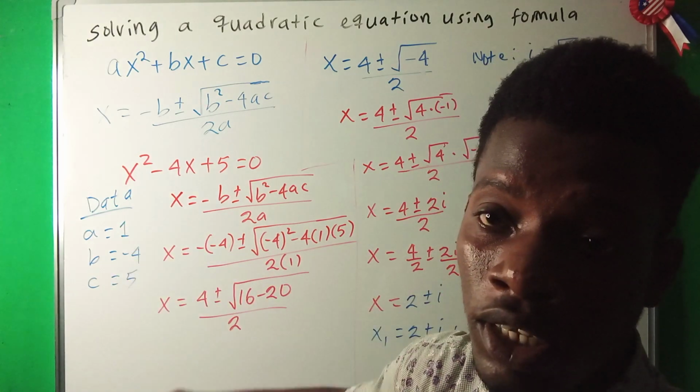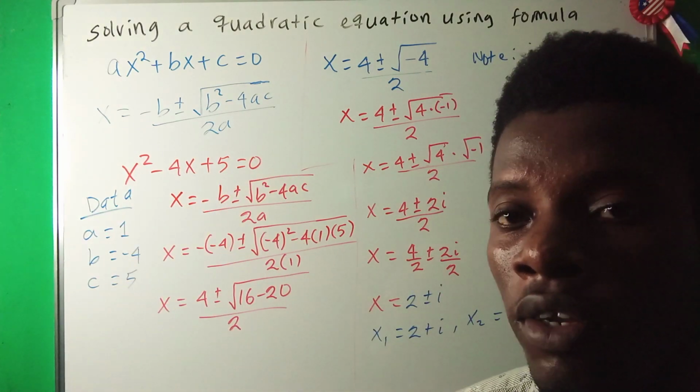So this is how we solve a quadratic equation using the formula. We collect a, b, and c, plug them into the formula, and simplify.